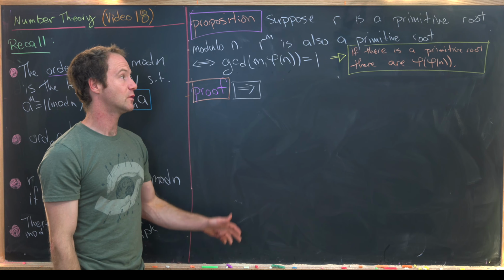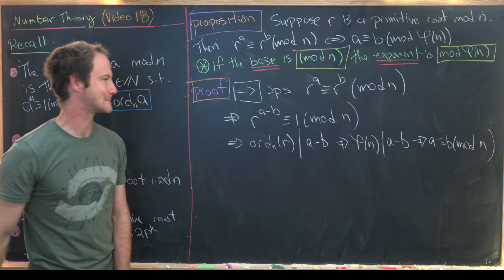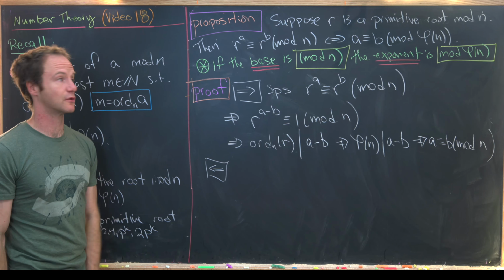But then we know that whenever we raise something to a power and get 1, that power must be divisible by the order of our base. So in other words, we have to have the order mod n of r dividing a minus b. Okay, but now notice that that means that phi of n divides a minus b. Because remember, r is a primitive root, so its order is phi of n. But that is exactly the condition to say that a is congruent to b modulo phi of n, like that. Okay, nice. So now let's do the reverse direction.